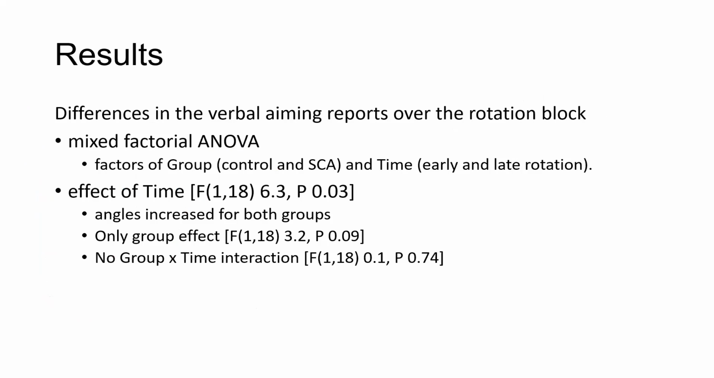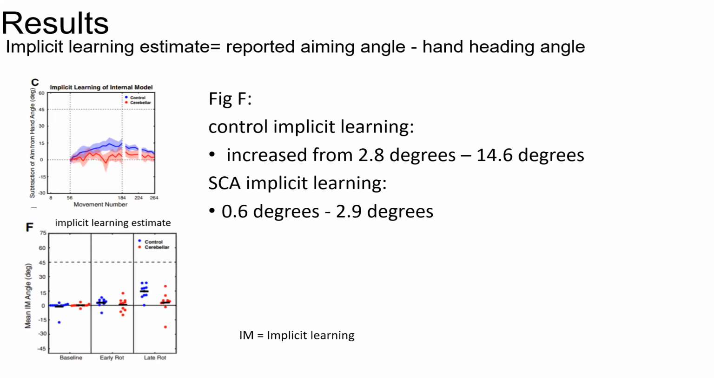Again, a mixed factorial ANOVA was done to establish the effect of group and time on verbal aiming performance this time, searching for interactions as well. Again, here the factor of time is referring to only the early and late stages of the rotation block. A main effect of group and time was established, but no interaction. So aiming increased for both groups.